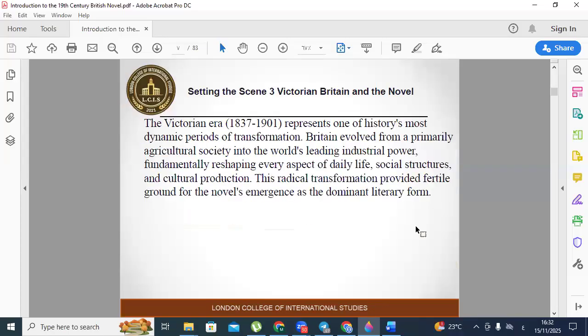Victorian Britain and the novel. The Victorian era, 1837 to 1901, represents one of history's most dynamic periods of transformation. Britain evolved from a primarily agricultural, rural society into the world's leading industrial power, fundamentally reshaping every aspect of daily life, social status, and cultural production. This radical transformation provided fertile ground for the novel's emergence as the dominant literary form.